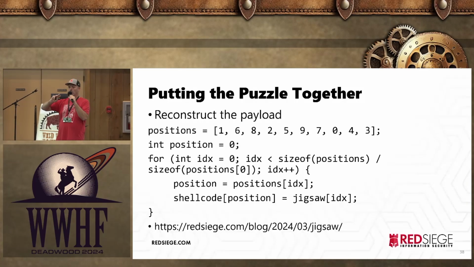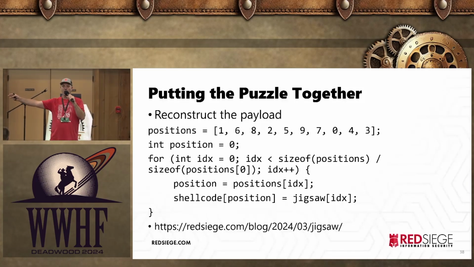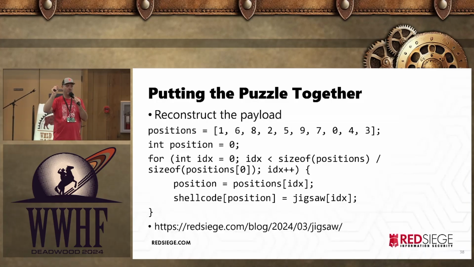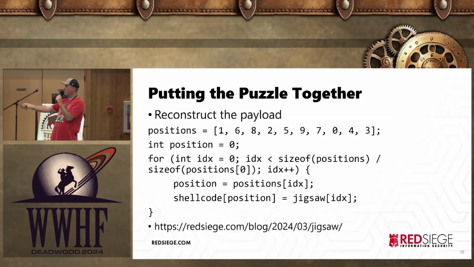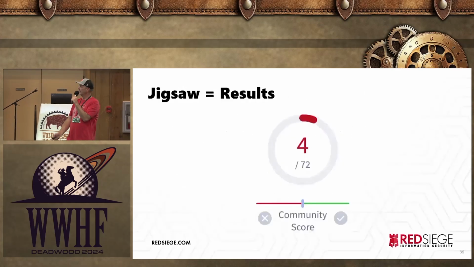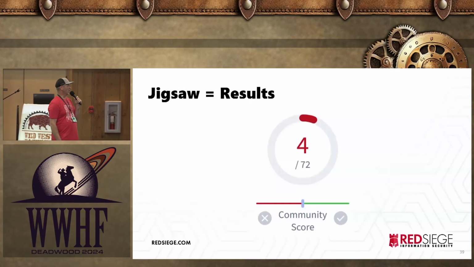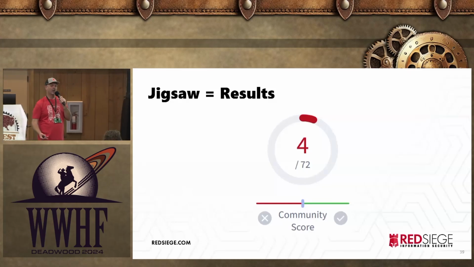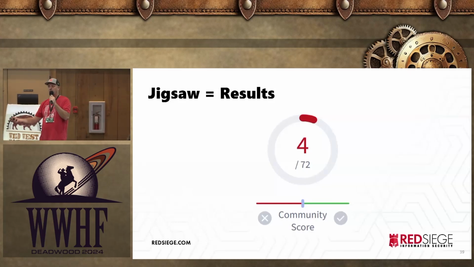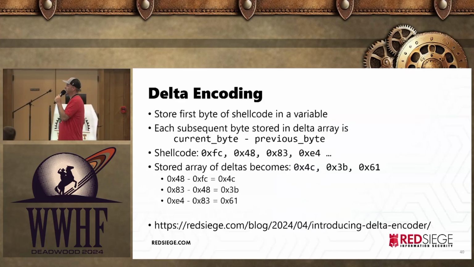I have a new array that's filled with zeros, and then I just insert into each position the right piece of shellcode where it goes based on the positions list. You can read more about it here. I've got a blog on it, but it works pretty well. Only 4 engines detected Jigsaw. So again, not perfect, but depending on what you're going up against, it's good enough.